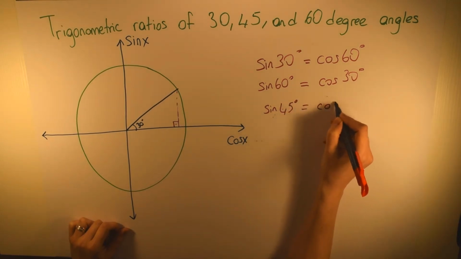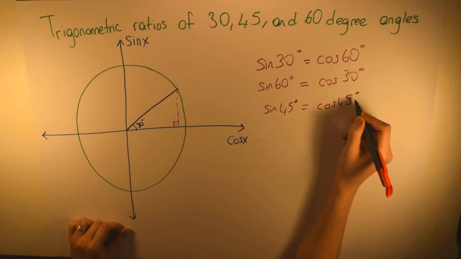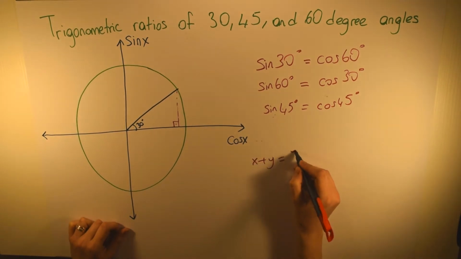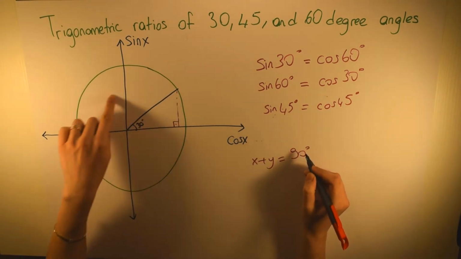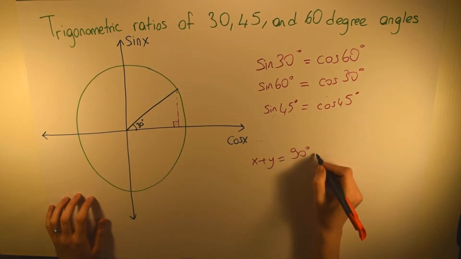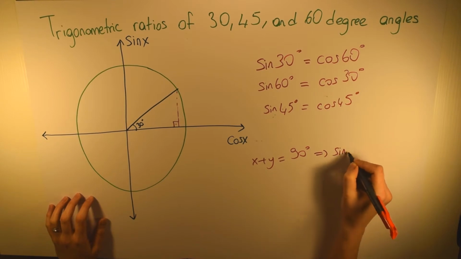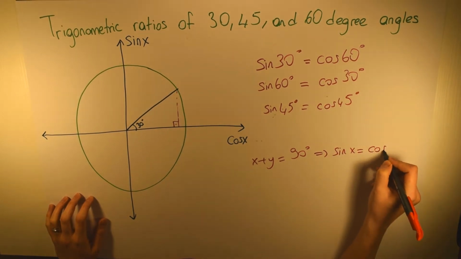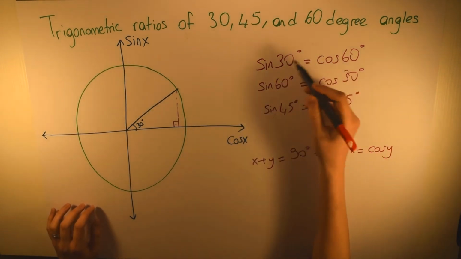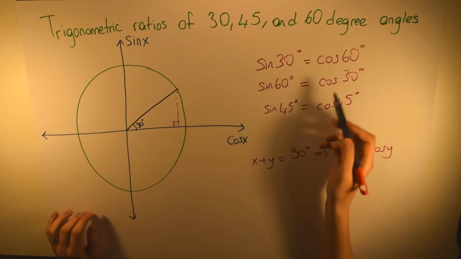for 45, sine 45 degrees is equal to cosine 45 degrees. So you know this formula: when x plus y is equal to 90 degrees, which is always the same case for our unit circles, this makes sine x equal to cosine y. So let's look at the values of these. Let's find the value of these equations.